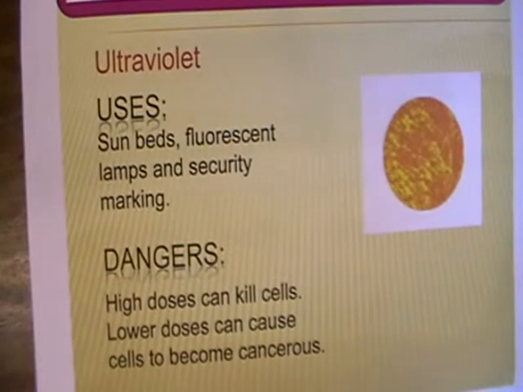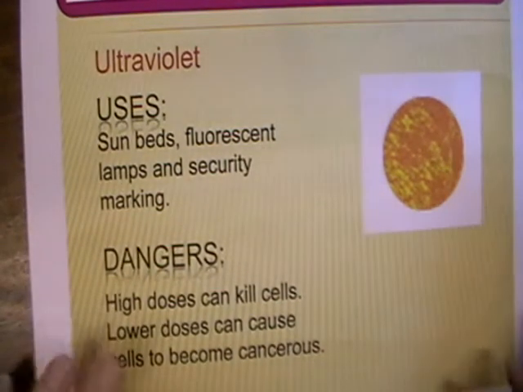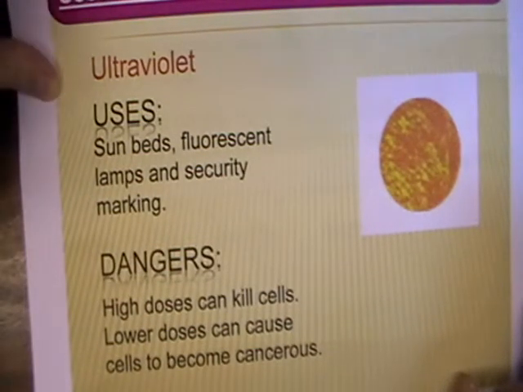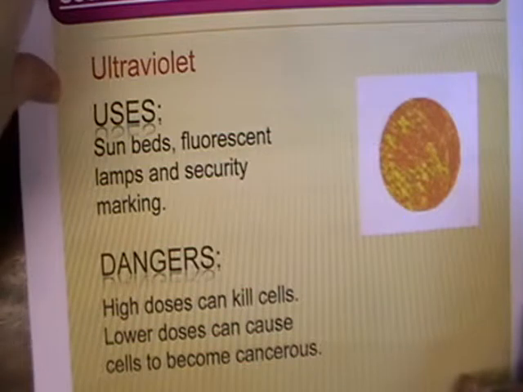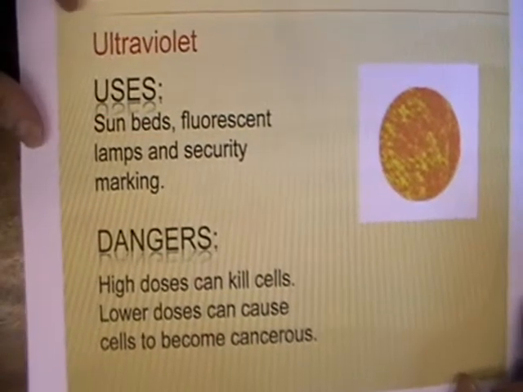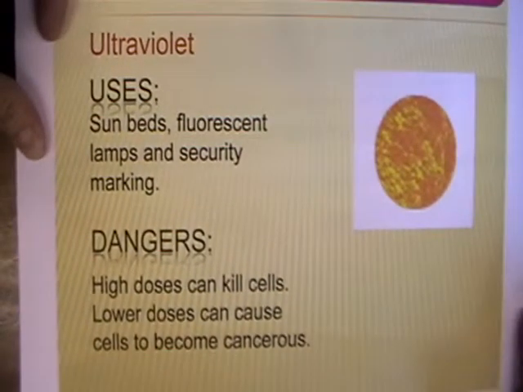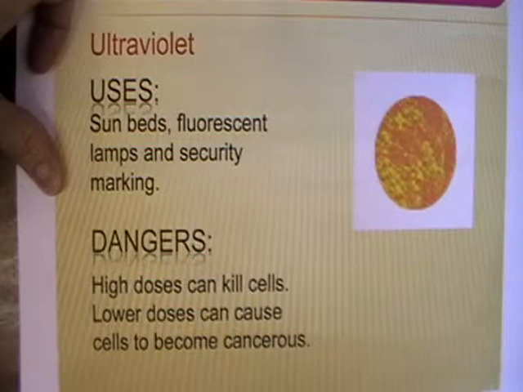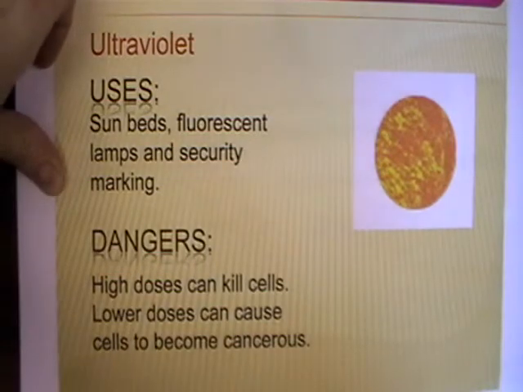Right, the next type of radiation with the next shortest wavelength is ultraviolet. Ultraviolet is used in sunbeds, in fluorescent lamps and security markings. So under an ultraviolet light, you could look at, say for example, a Bank of England note or a bank note, and they would have some kind of fluorescent marking which we couldn't see with the naked eye, but which is obvious under fluorescent light. And so if it was a forgery, it may not have that ultraviolet marking on it.